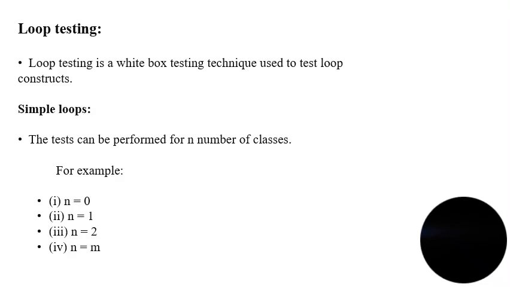Loop testing. Loop testing is a white box testing technique which is used to test loop constructs. In a simple loop, tests can be performed n number of times. For example, if n equals 0, the loop is skipped. If n equals 1, one pass through the loop is tested. If n equals 2, two passes through the loop are tested. If n equals m, testing is done until m passes.